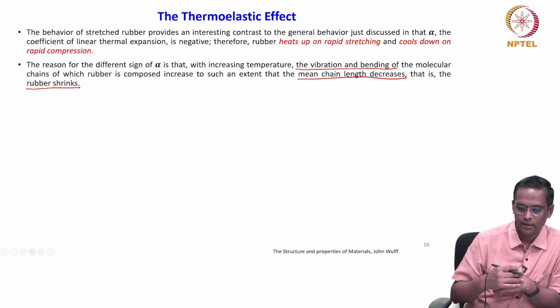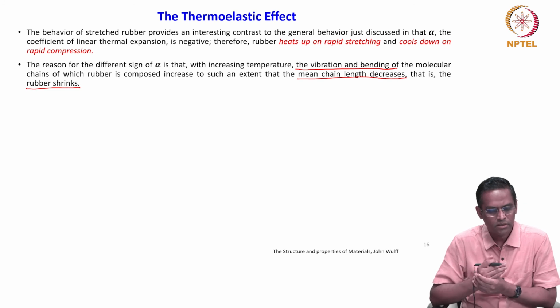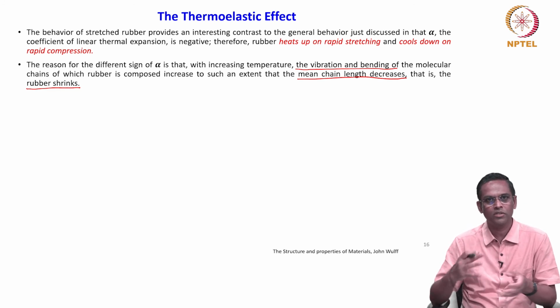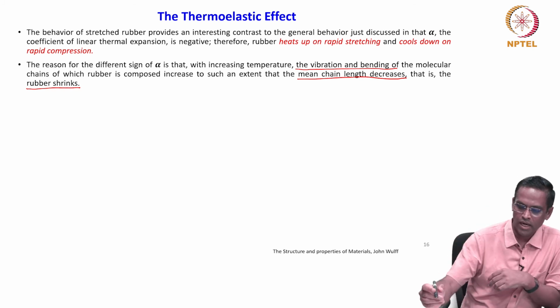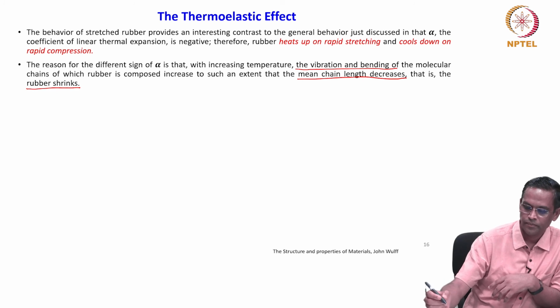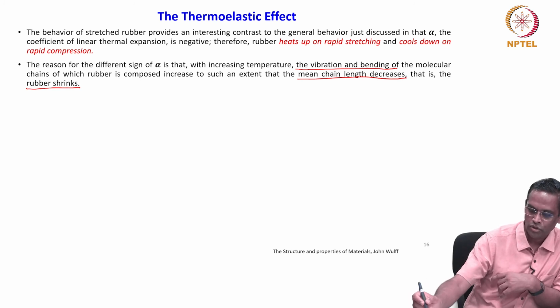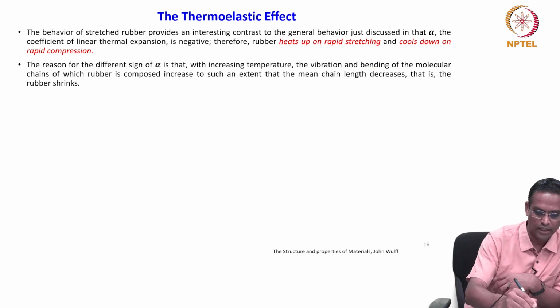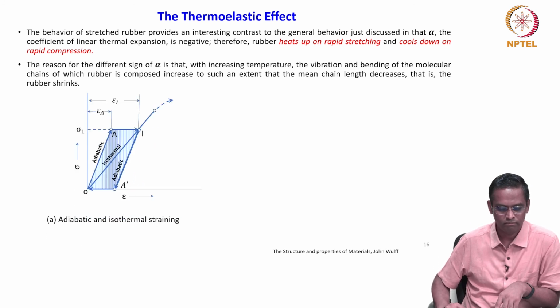Okay. So, we have looked at some of these basic molecular chains in the previous classes. So, the vibration and bending of the molecular chains causes a decrease in the mean chain length, which contributes to the shrinkage of this rubber while heating. So, that is one observation why it is giving negative behavior.